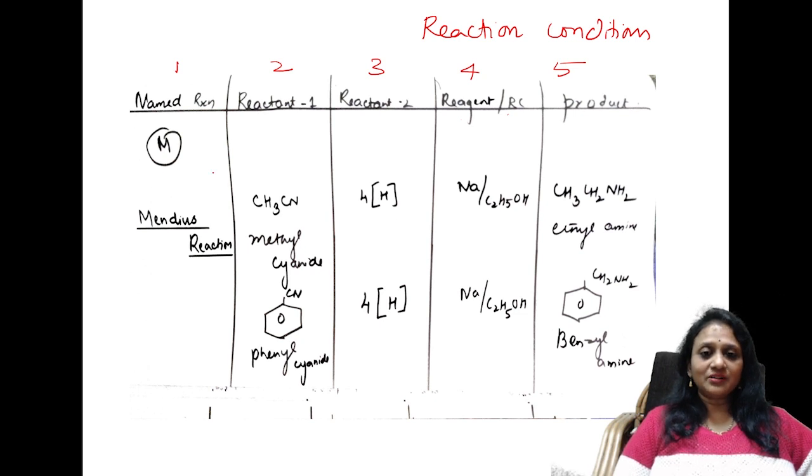So the name reaction which stands for M is Mendius reaction. Basically, in Mendius reaction, you'll be taking nitriles, aliphatic as well as aromatic nitriles.